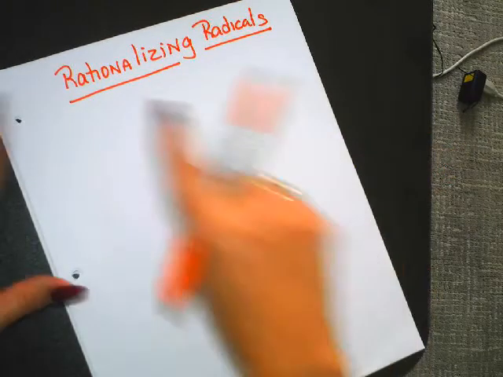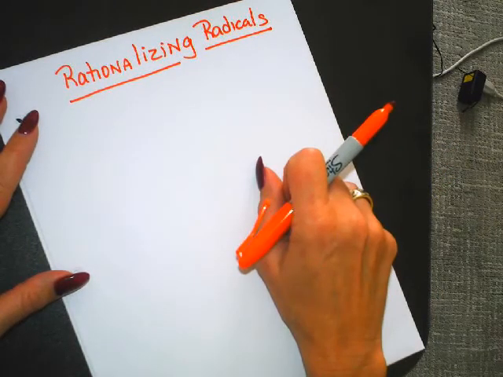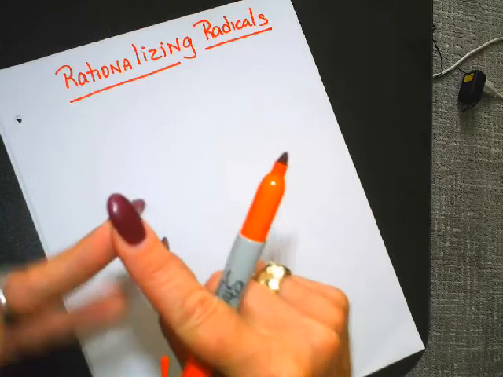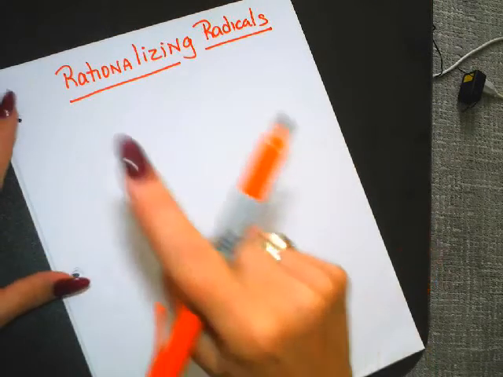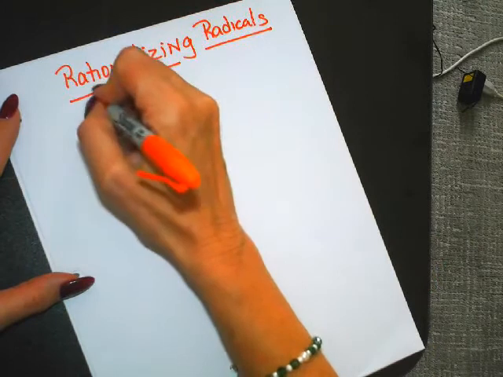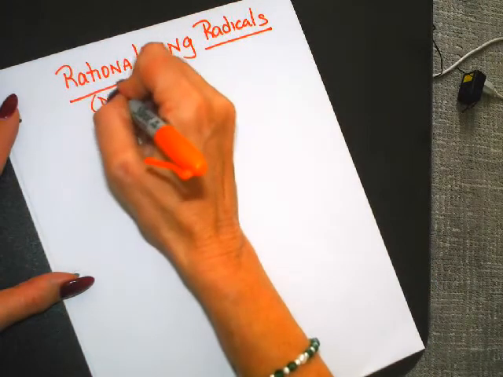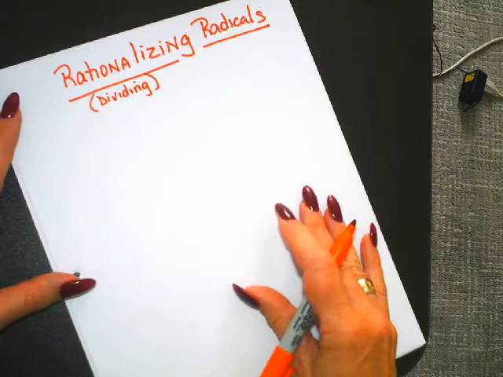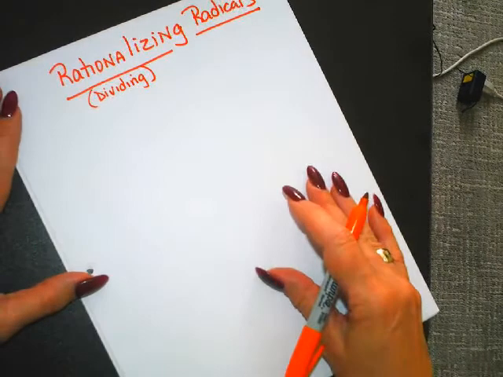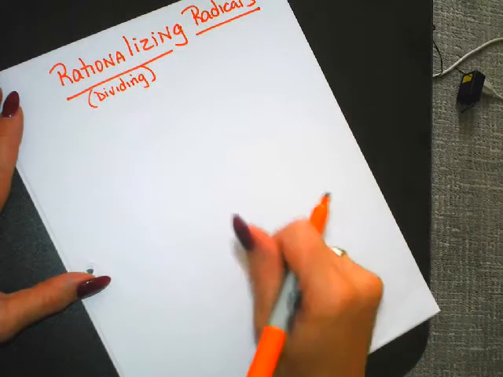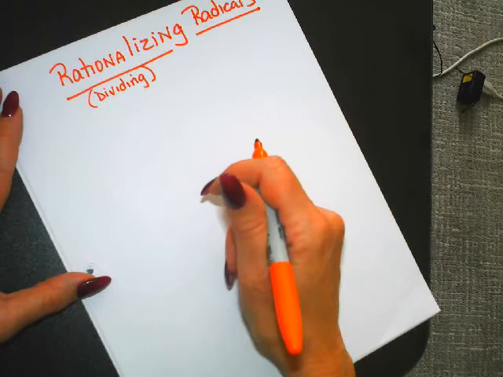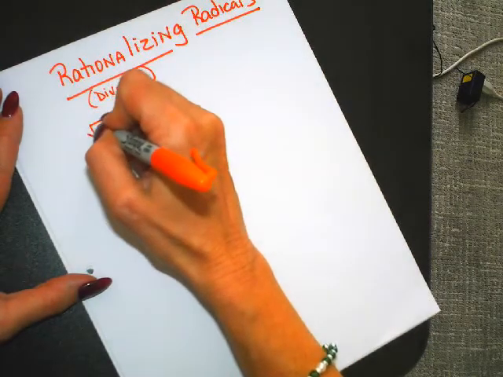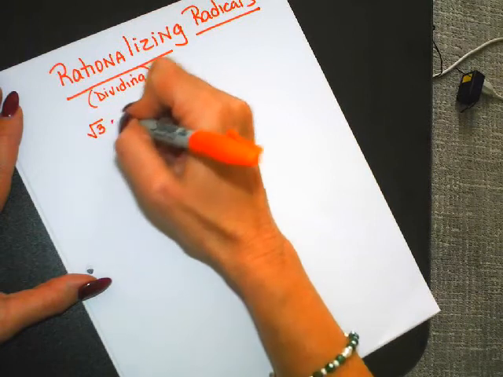So rationalizing radicals, okay? We have simplified radicals, we have added and subtracted radicals, we have multiplied. Rationalizing radicals is basically dividing them. So we're going to start off really simple. But actually, even before we start dividing, remember what we did in multiplying radicals. Remember what happens when you have a radical and you multiply it by itself.